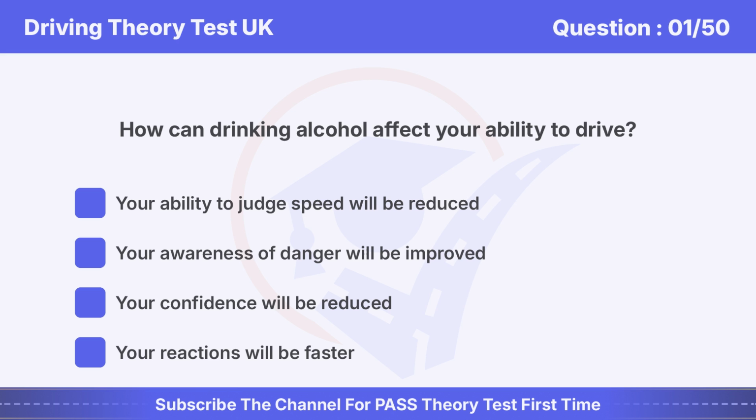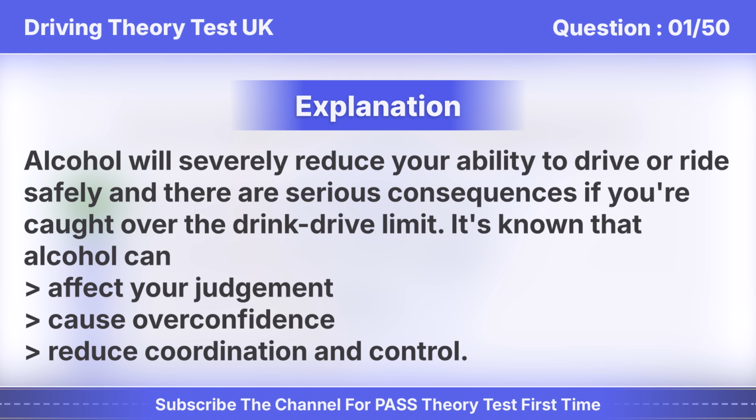Question 1. How can drinking alcohol affect your ability to drive? Answer is A. Your ability to judge speed will be reduced. Alcohol will severely reduce your ability to drive or ride safely, and there are serious consequences if you're caught over the drink-drive limit. It's known that alcohol can affect your judgment, cause overconfidence, reduce coordination and control.